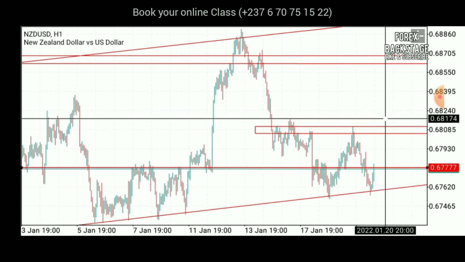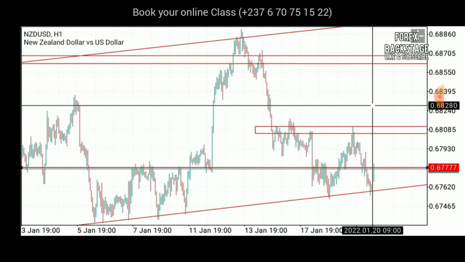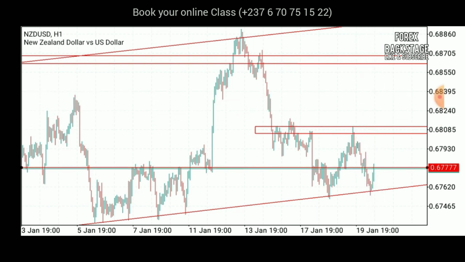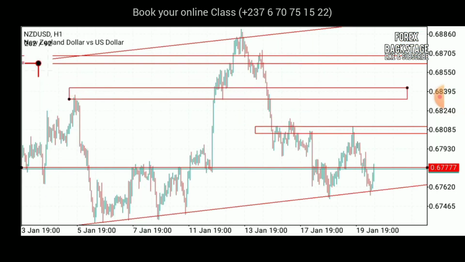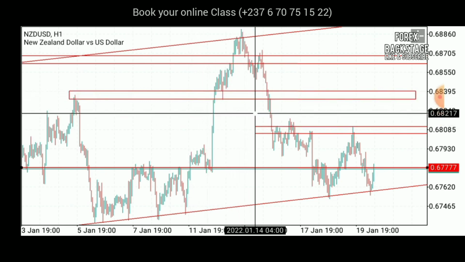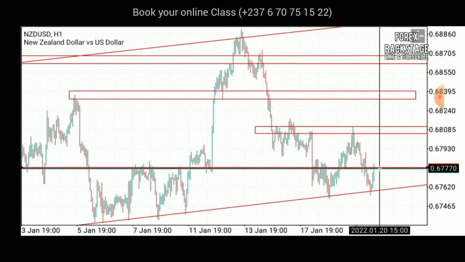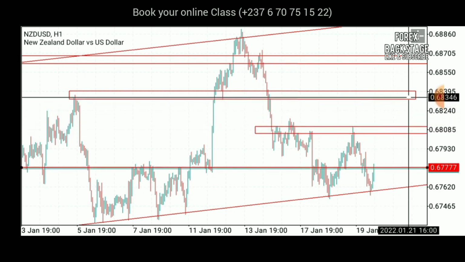Now if you break this zone, what do we do? We don't jump in immediately. Wait for price to move up, maybe around this zone. So you can see from there, this is another minor zone around here. So we might be waiting for price to move up, maybe get rejected here, come back, and then retest the zone. Then we take a buy.